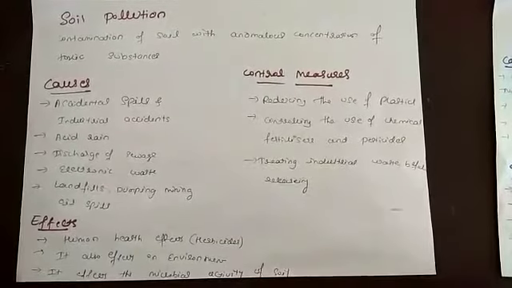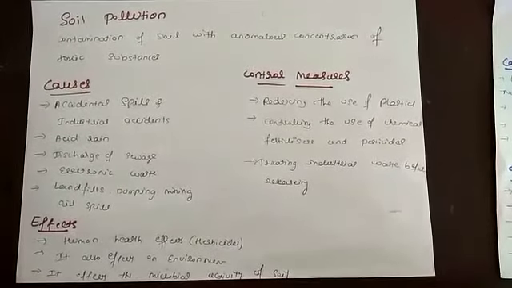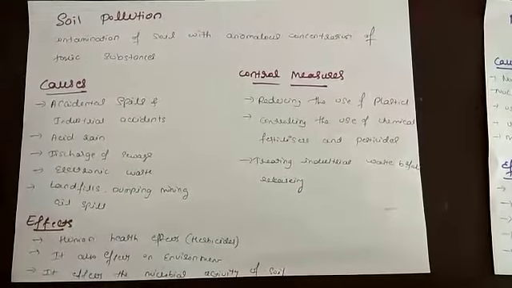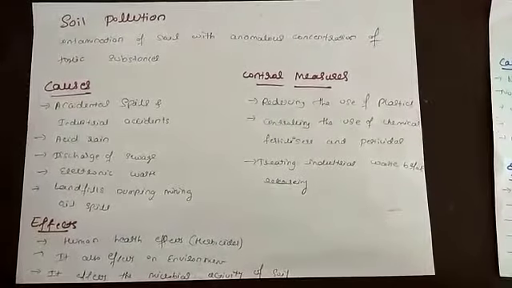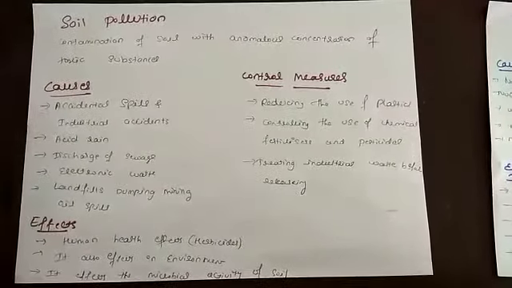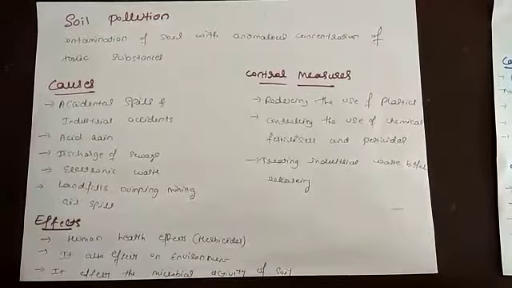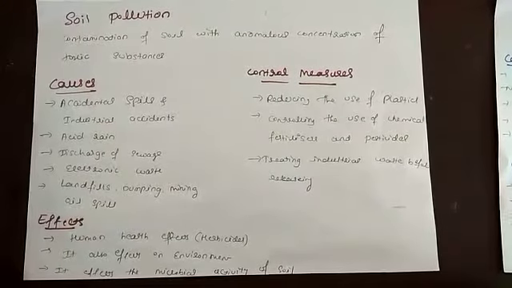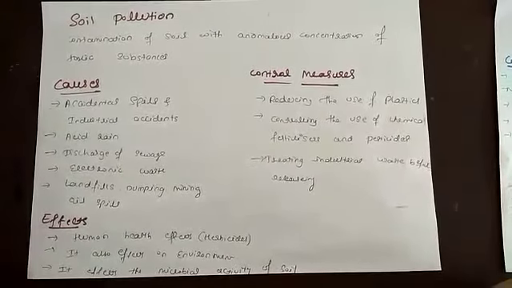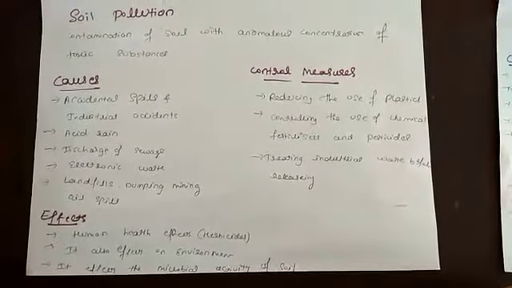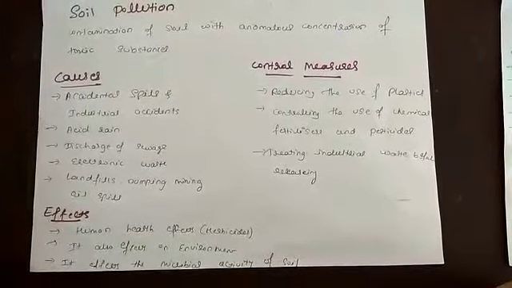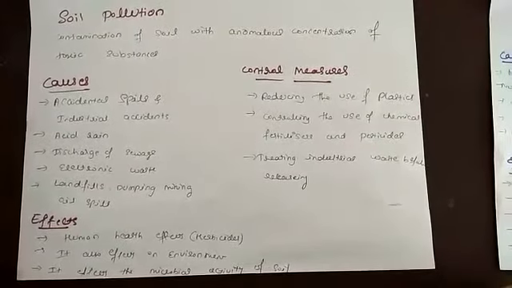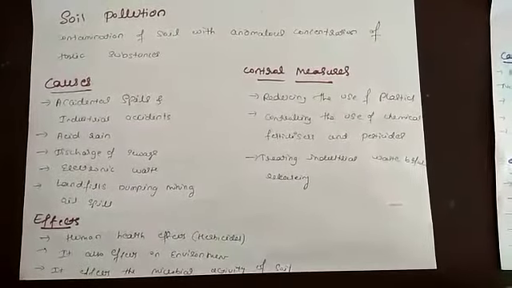The effects are human health effects, and it also affects the environment and the microbial activity of the soil. Whenever we spray herbicide or fungicide in the field to get rid of insects, the plants present in the soil and the soil itself are also affected, because they are chemical fertilizers. So we have to control this, since it affects the environment as well as microbial activity.